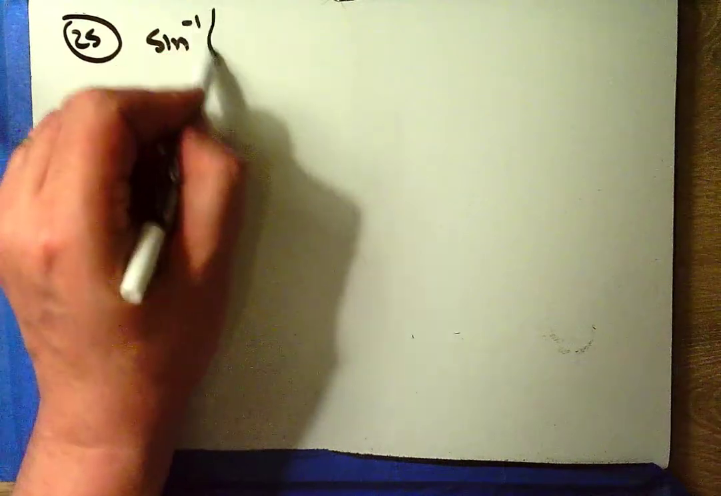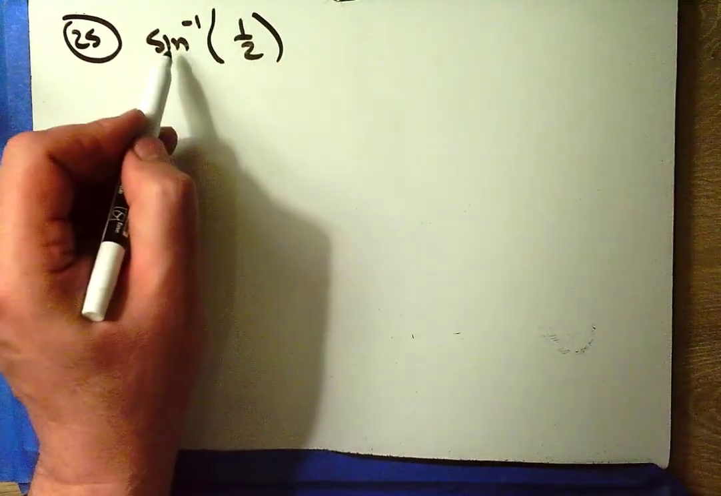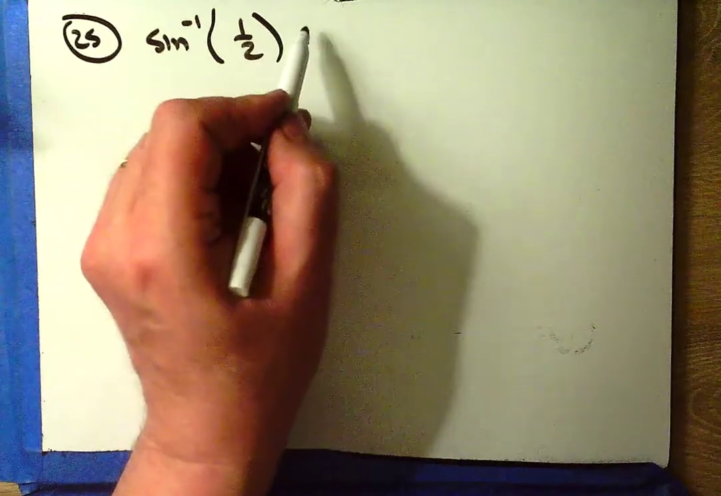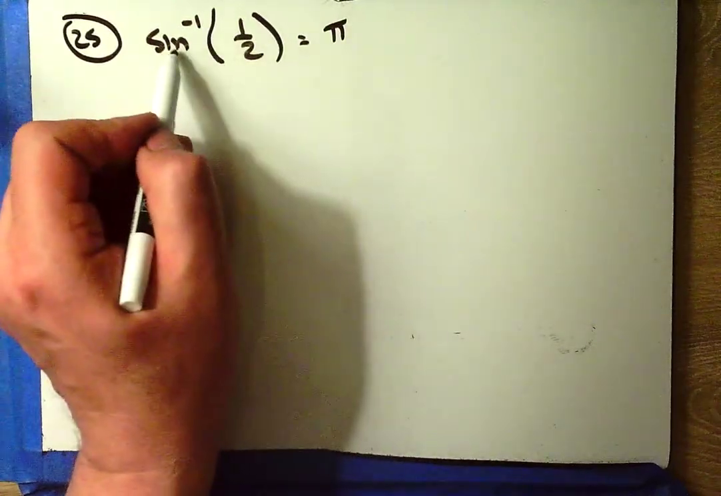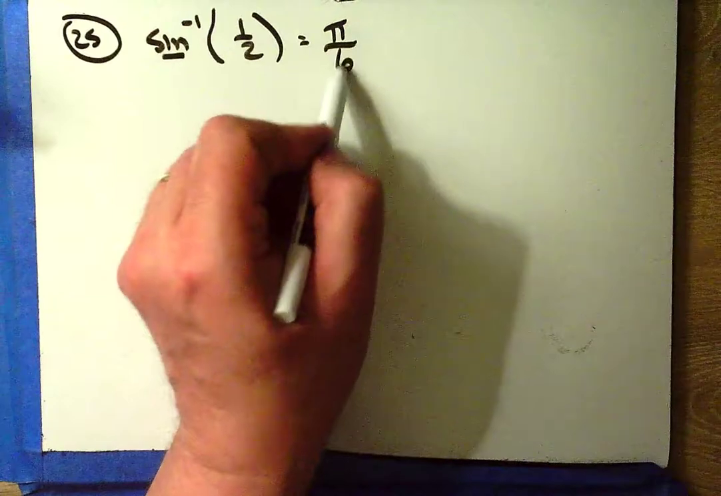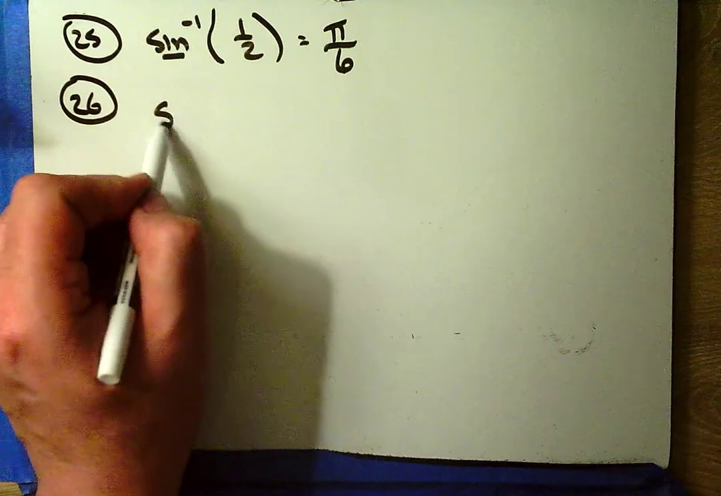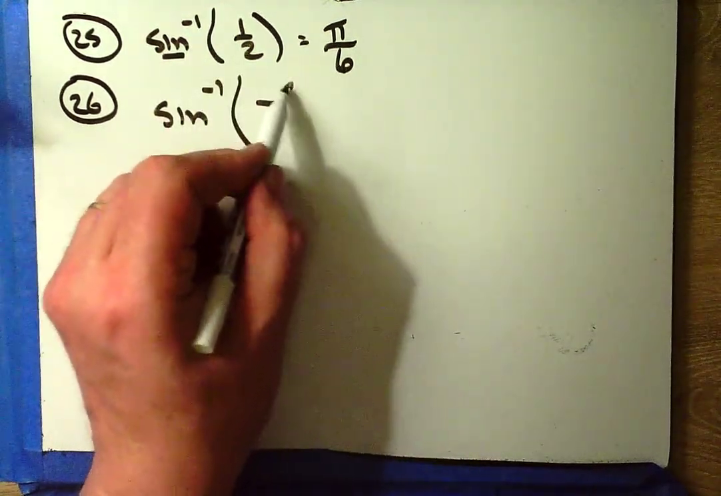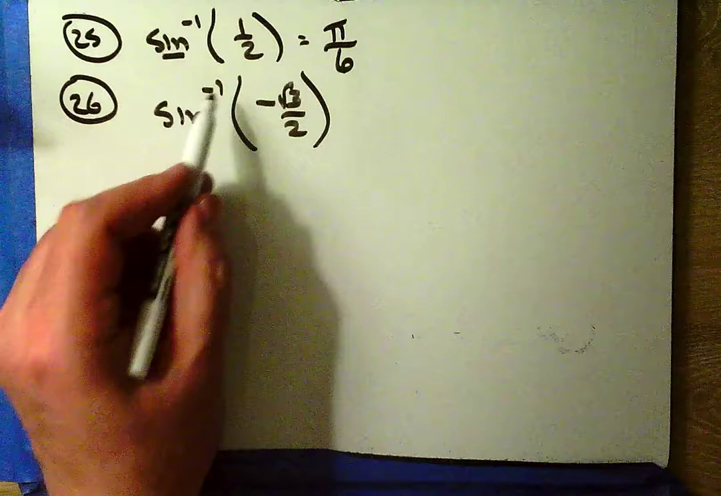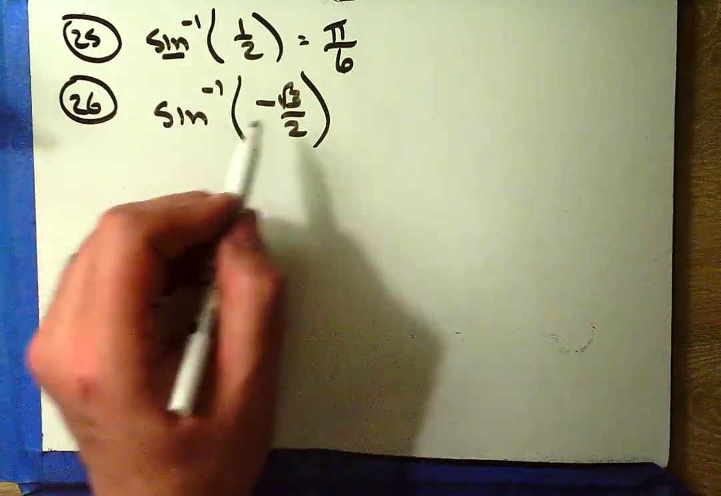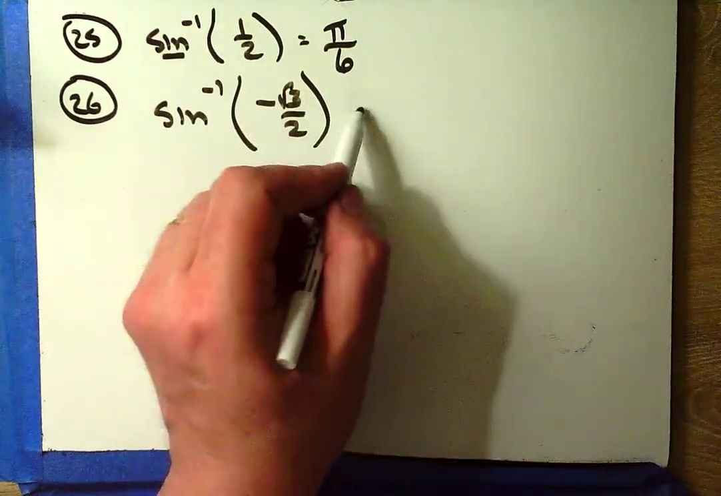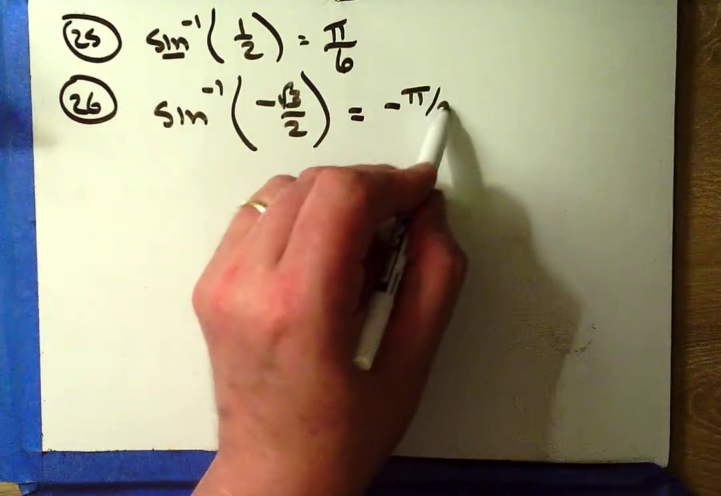Okay. 25. Almost done here. Inverse sine of 1/2. What angle within the restriction of sine has an upness of 1/2? That's pi over 6. 26. Sine inverse negative root 3 over 2. What angle within the restriction for inverse sine has an upness of negative root 3 over 2? Oh, we just saw that. That was negative pi over 3.